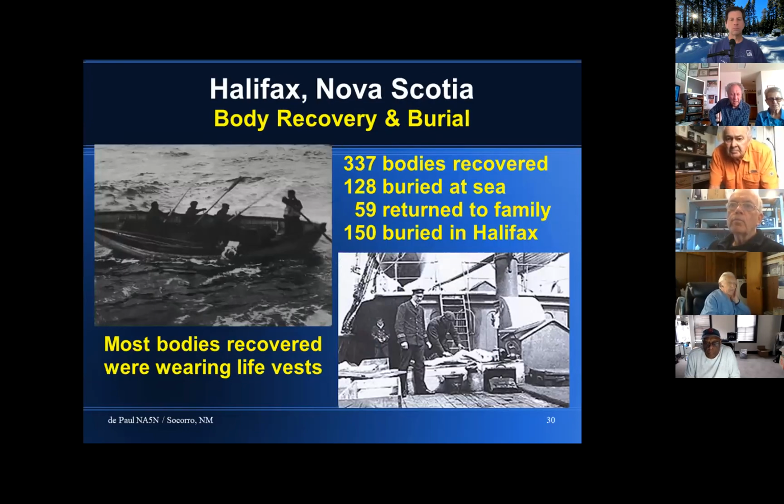Just some statistics: 337 bodies recovered, 128. This was a cable ship that actually did this. In other words, a ship out of Halifax that was designed and constructed for the purpose of repairing and restoring undersea cables. Remember, we had undersea telegraph cables before we had RF and before Marconi, and before that was the system of communication between North America and Europe.